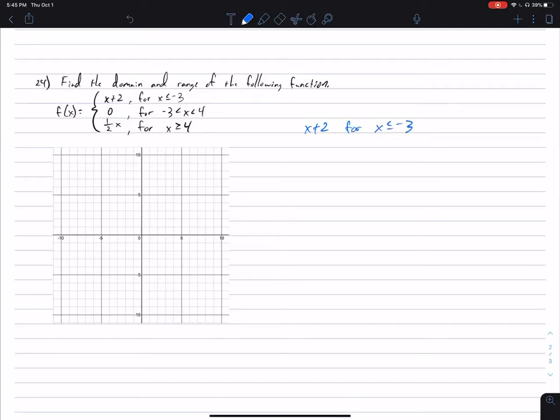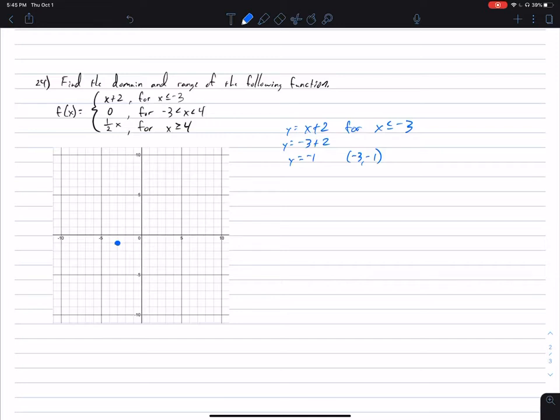So I'm going to plug in -3 into that equation. So -3 plus 2, and that's going to be y equals. So y would be equal to -1. So I know I have the point -3, -1. So that's going to be right here. I'm going to put a closed circle because it is equal to -3.